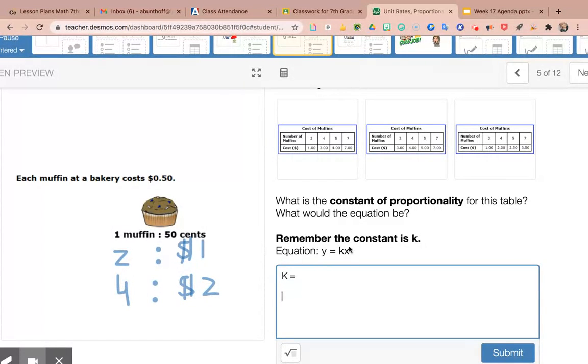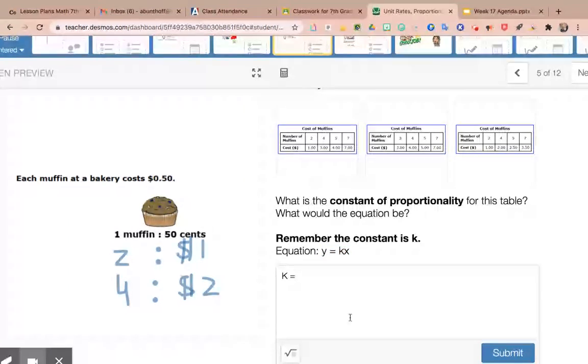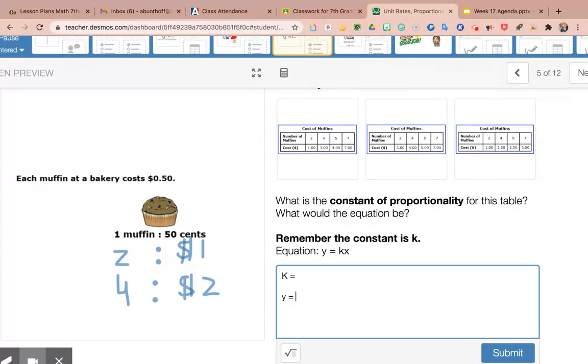Then it wants you to write an equation. I gave you the equation. It's always y equals kx for proportional relationships. All I wanted you to do was take your k and plug it in. So this should be y equals the number you got times x.